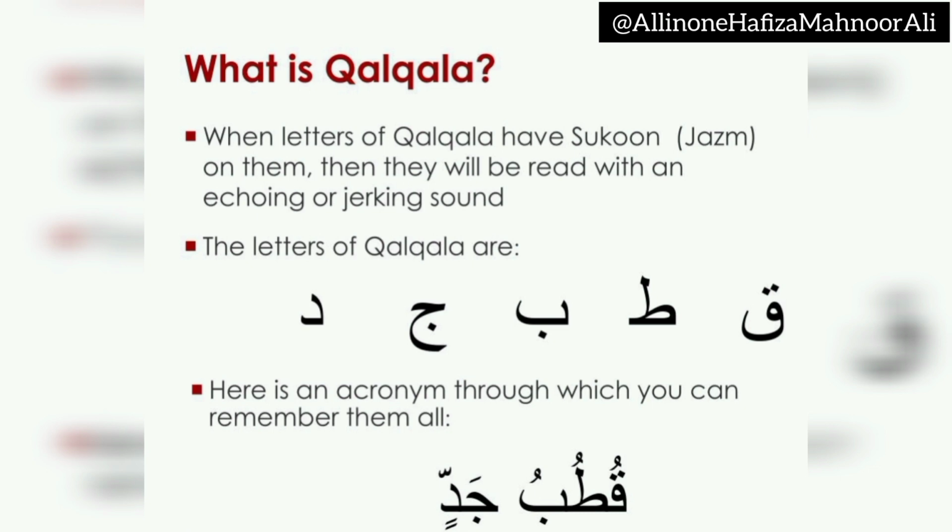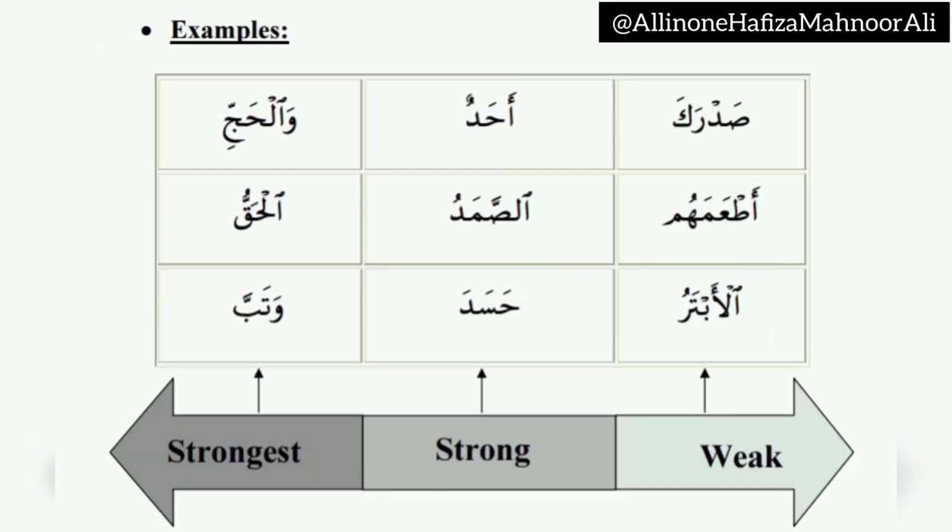There is an acronym of all these letters by which you can learn them easily. That is qutubu jaddin. As I said, qalqalah is an echoing sound or a jerking sound. Now let's understand from a few examples what this echoing sound means. The first example which we have is sadrak. At the dal, I'm making an echoing sound, like my voice is bouncing, like sadrak.